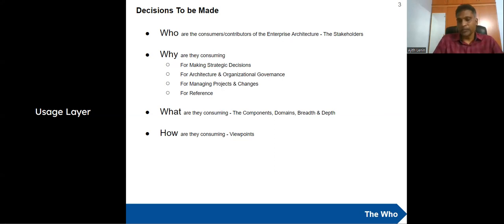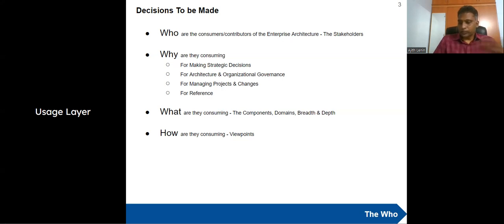Those are the what aspects we need to capture. And how are they consuming it? How do they intend to consume it? What is their viewpoint? That defines what kind of views we need to provide. So it's based on the viewpoint requirements. These are the 4 aspects we want to capture in the next couple of small exercises that we need to do to make these decisions.